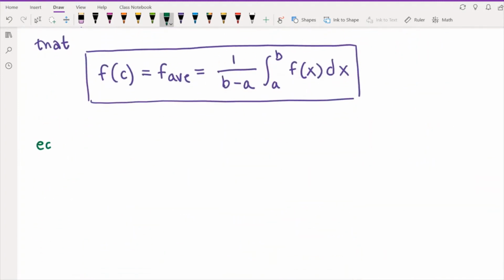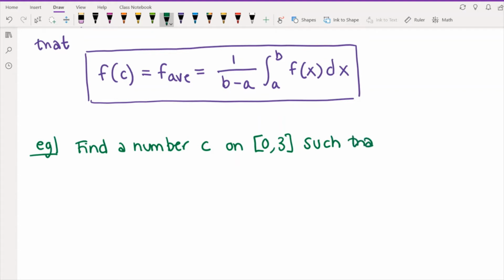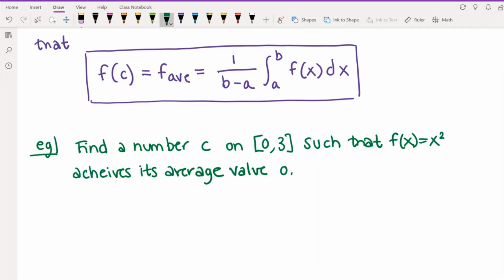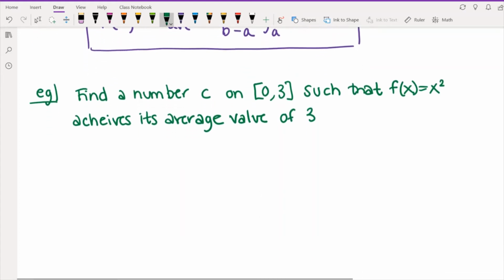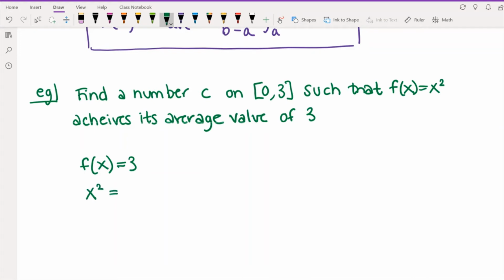So going back to our example above, find a number c on the interval from 0 to 3 such that f of x equals x squared achieves its average value, and the average value that it has to achieve was 3. So all we have to do is just set our function equal to 3. So f of x is equal to 3. And the function was x squared, so we have x squared is equal to 3.